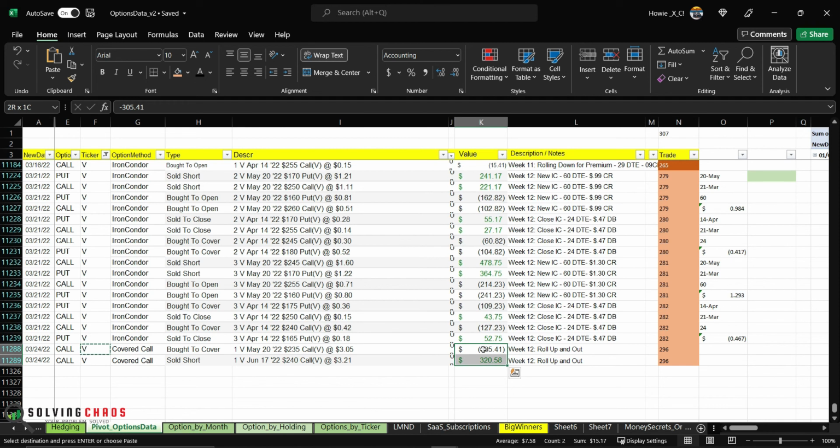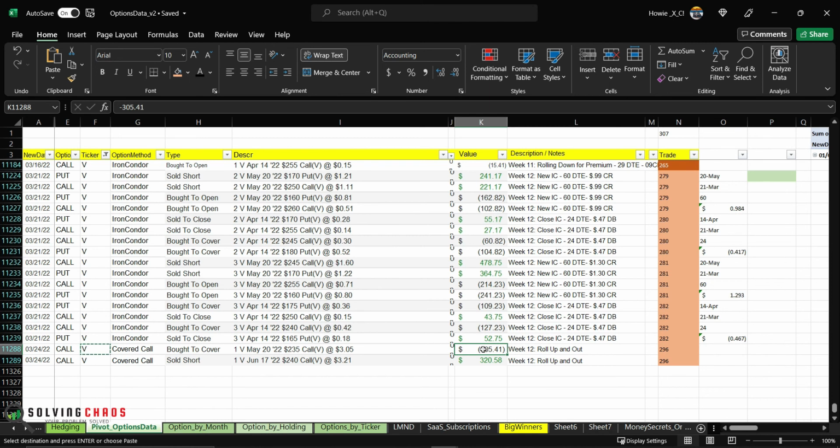So here you go. This one I rolled up and out. I'm moving it further in time from a May to a June. And I moved it up $5 because I do think Visa overreacted on the downside when the war broke out. I believe Visa went from maybe $215 or so. I don't remember exactly, but it dropped all the way down to about $190 a share.